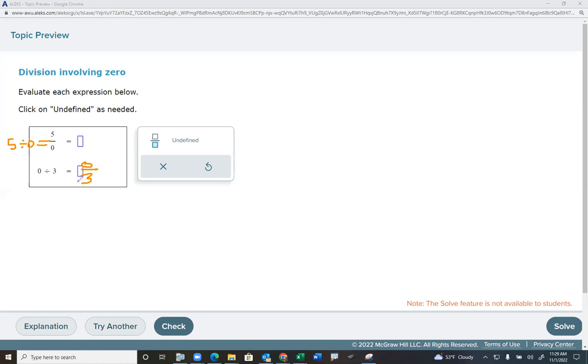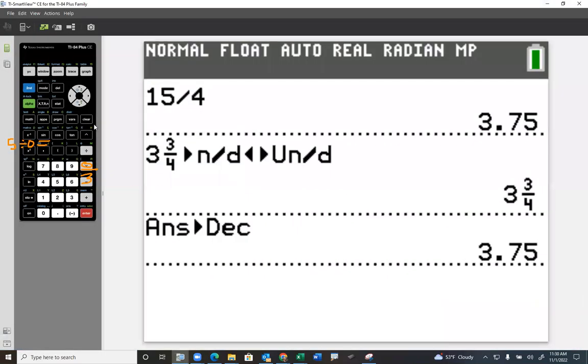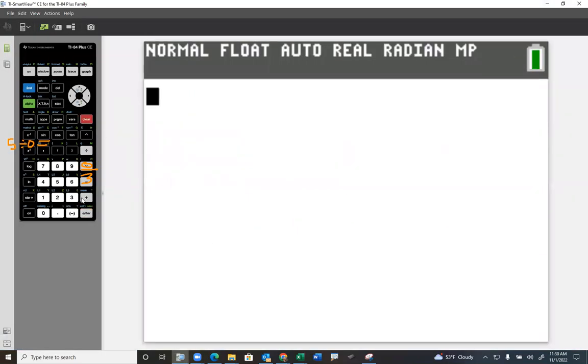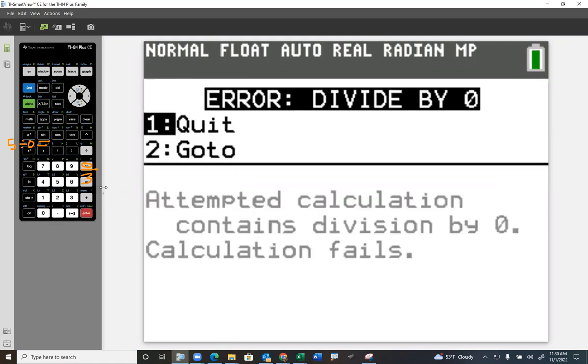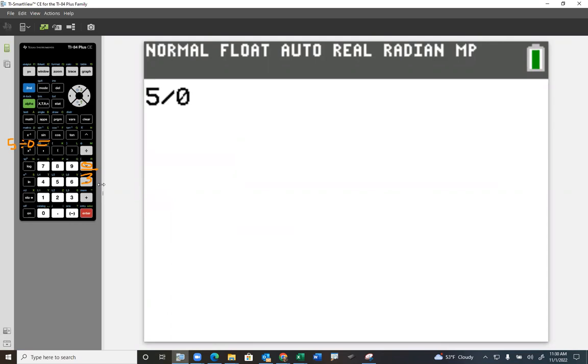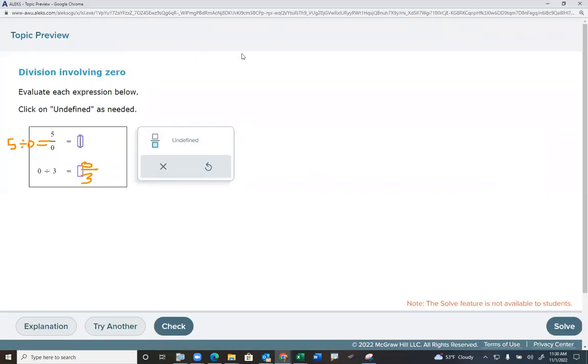Anyway, so what happens? I'm going to break the rules here and do it on the calculator. If I do 0 divided by 3, I get 0. And if I do 5 divided by 0, I get an error, okay? So what the heck? What's going on? Well, here's the deal. When zero is in the top, your answer is 0, and here's why.